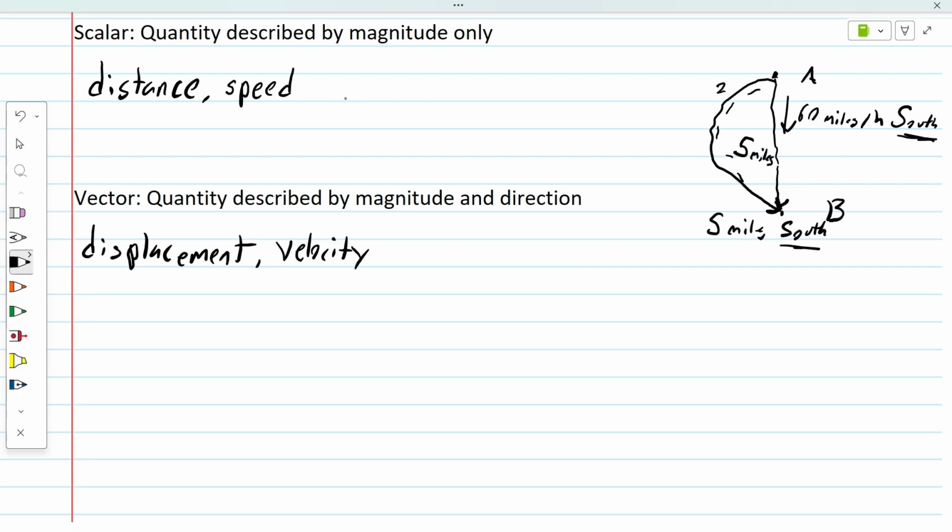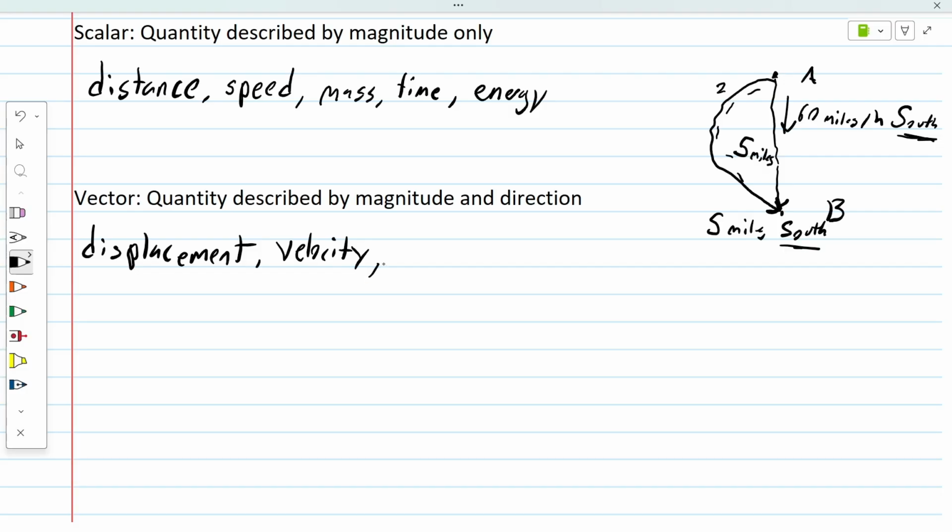A few other scalars that we'll commonly see are things like mass, time, or energy. These are all scalar quantities. They don't have a direction. Some of these can't have a vector version because a mass does not have a direction. It's just how heavy, kind of. Not heavy really, but you know what I'm saying.